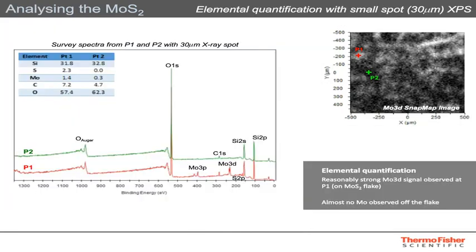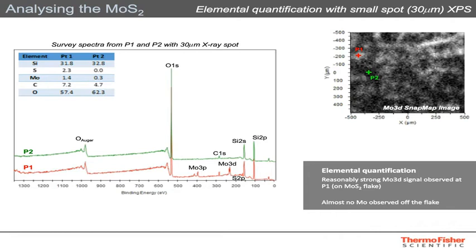The XPS image we acquired can then be used to set up two analysis positions for further XPS analysis. These points, marked 1 and 2 in the top right image, represent locations on and off an individual flake of molybdenum disulfide. A 30-micron X-ray spot was used to acquire survey data, which show all elements except hydrogen and helium at those locations. We can see from the survey spectra and associated atomic concentration table that point 2 has virtually no molybdenum or sulfur, but that point 1 has both of these elements.